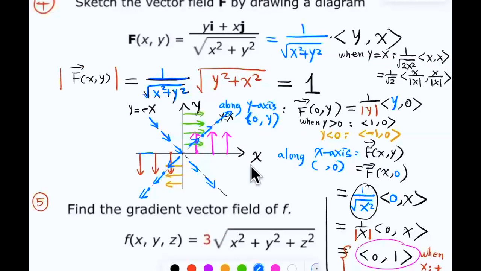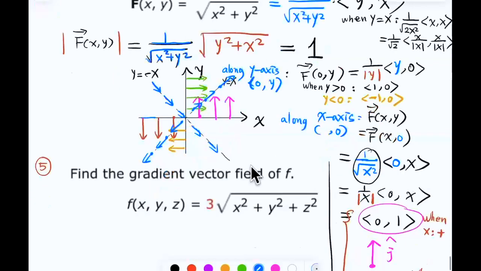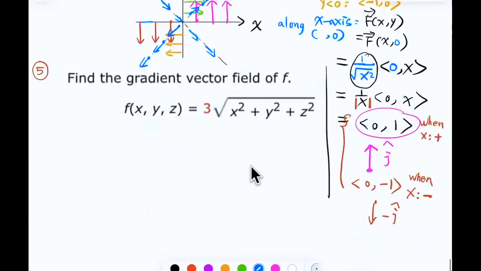You can see that one. Okay. All right. Let's try the last one over here. Can you find the gradient vector field of this f? How do you find the gradient vector field of a small f? You take the partial derivatives, right? Okay, you guys try first.